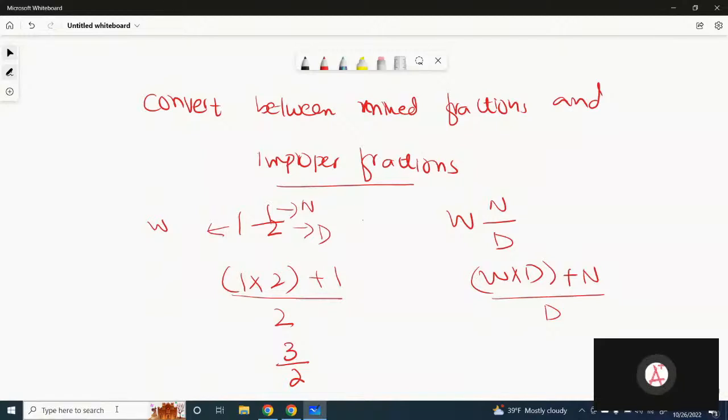You have to multiply the whole number times the denominator. Whole number is 1 and denominator is 2, so you need to do 1 times 2, and you have to add the numerator to the answer. So 2 plus 1 is 3 over 2. Got it?